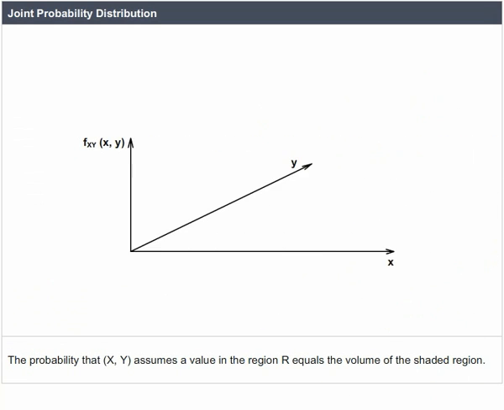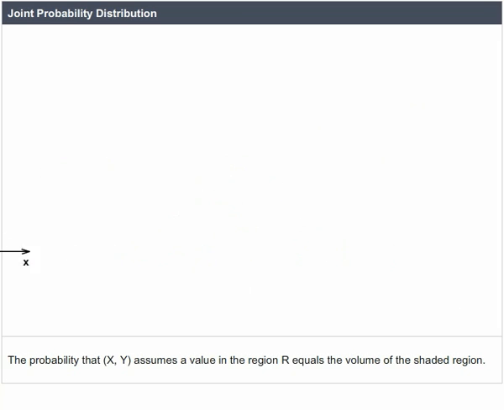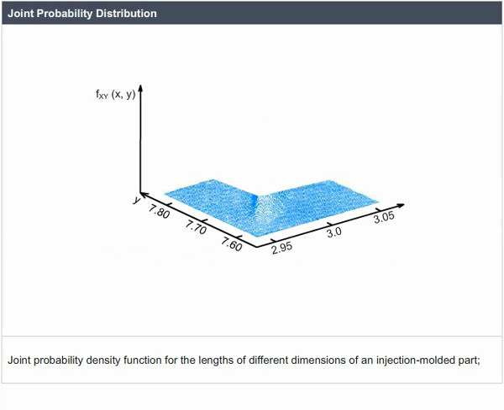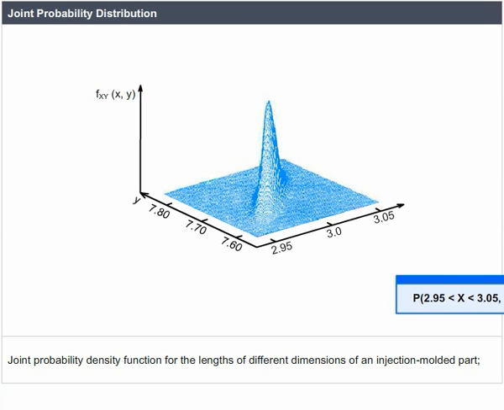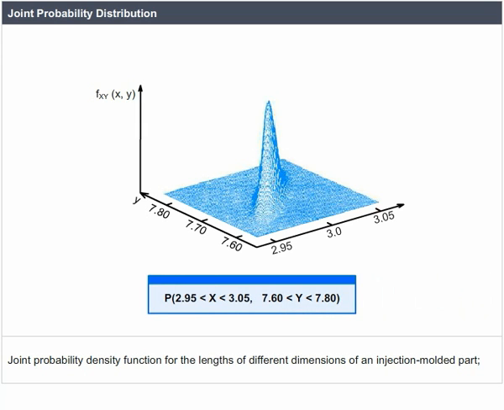The probability that (X, Y) assumes a value in the region R equals the volume of the shaded region. This is the joint probability density function for the length of different dimensions of an injection molded part.